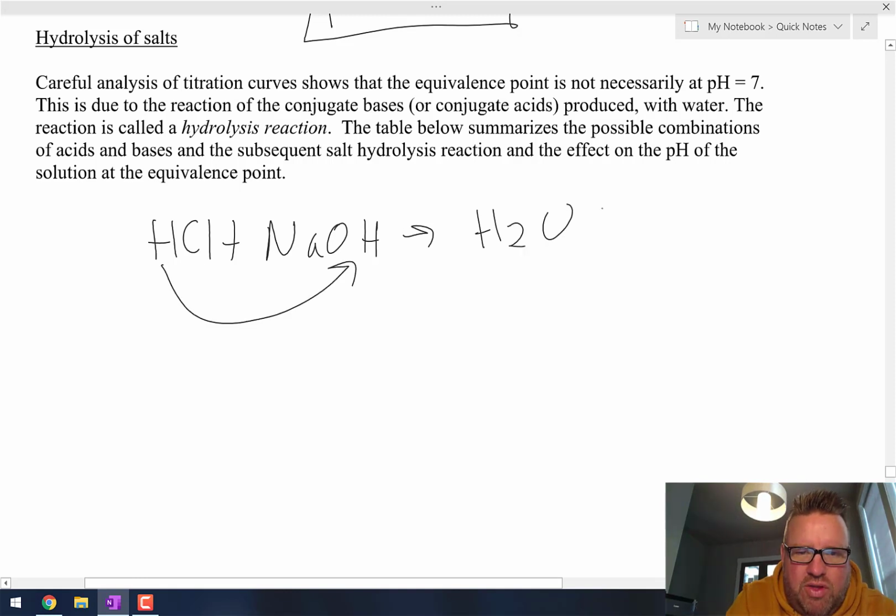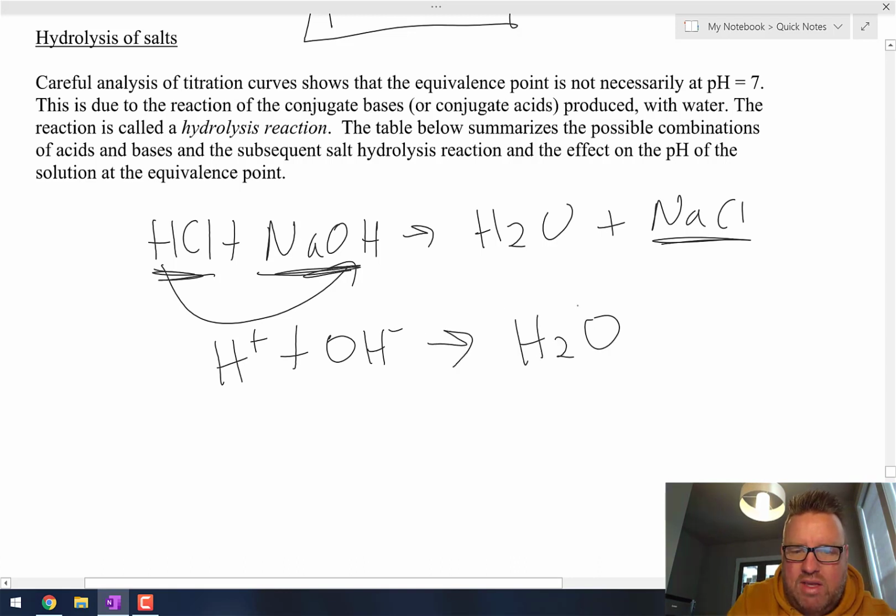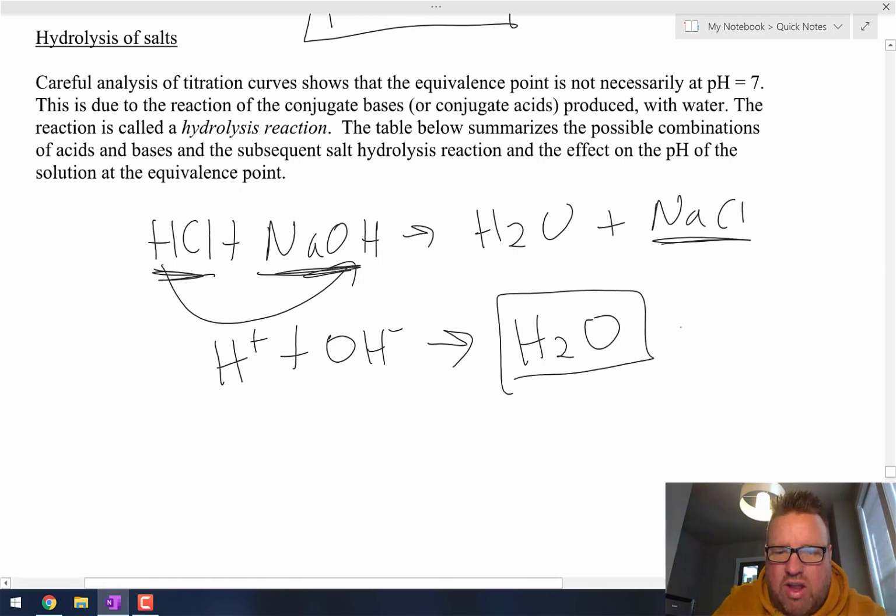The H is going to go with the OH to make water, and the Na is going to go with the Cl. In terms of solubility and the net ionic equation, this is a strong acid, so it breaks apart. Sodium hydroxide breaks apart, and sodium chloride breaks apart. So really, all that you're making in a strong acid, strong base titration is water. And so anytime you have a strong acid and a strong base, at the equivalence point, the only thing you're going to have is water.